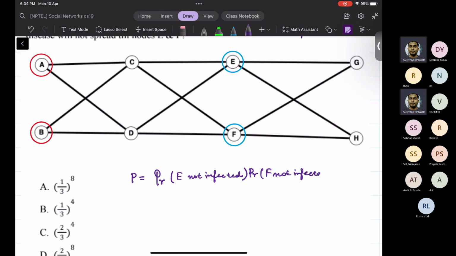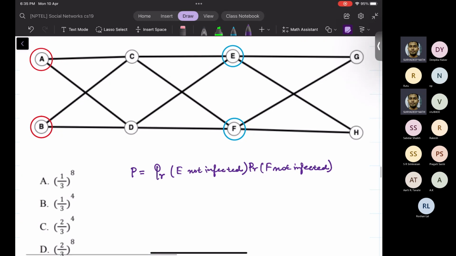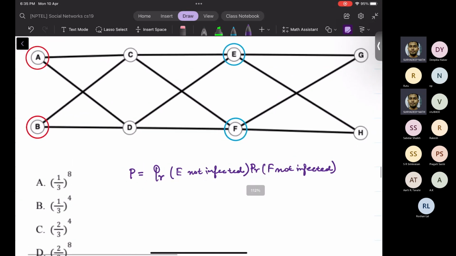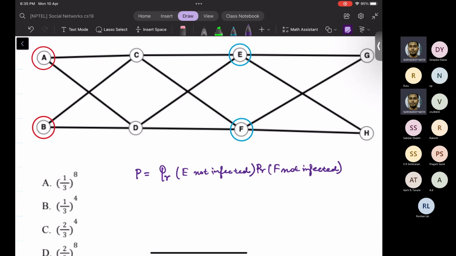Why we are doing this is because probability of E getting infected and probability of F getting infected are independent events, because E and F do not share any bond among themselves. So there is no bridge or no link between E and F. So the probability of E getting infected or not infected is independent of whether F is getting infected or not infected. Therefore, we can use the principle of independence of two random events, and the probability is just the multiplication of the individual probability. So now the probability of E not infected and probability of F not infected.